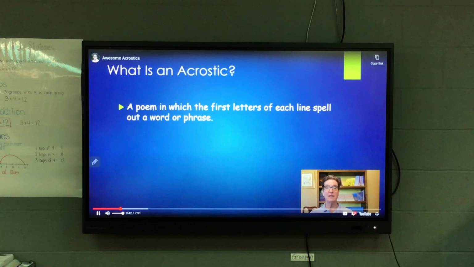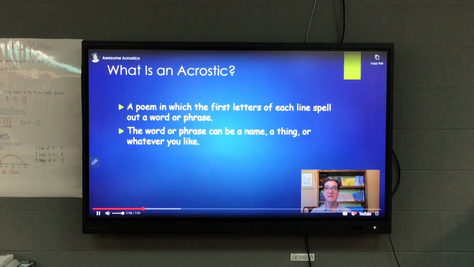An acrostic is a form of poem, and by the way, form is just a word that poets use to mean a type or a kind or a style of poem. Form means a set of rules for how you write that particular poem. So an acrostic is a form of poem that is really easy to write because it only has one single rule. And that rule is that the first letters of each line of the poem spell out a word or a phrase.